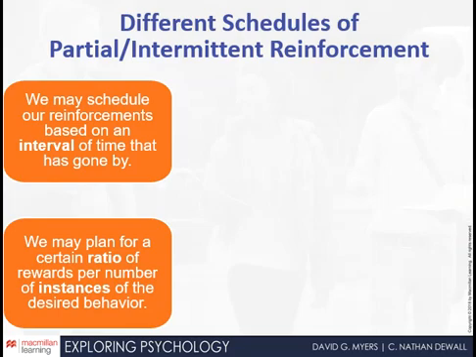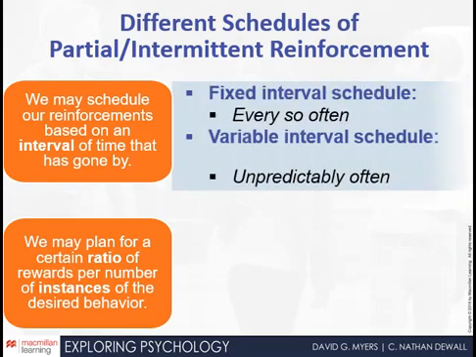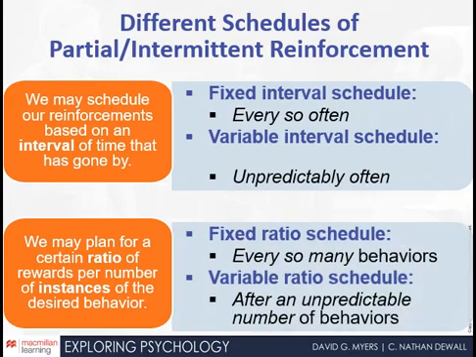Alright, so getting back to the different schedules of partial or intermittent reinforcement. We may schedule our reinforcements based on an interval of time that goes by. For example, fixed interval, every so often, or variable interval schedule, unpredictably often. We may plan for a certain ratio of rewards per number of instances of the desired behavior. So we may have a fixed ratio schedule, every so many behaviors rewarded, or a variable ratio schedule, after an unpredictable number of behaviors, you are rewarded.